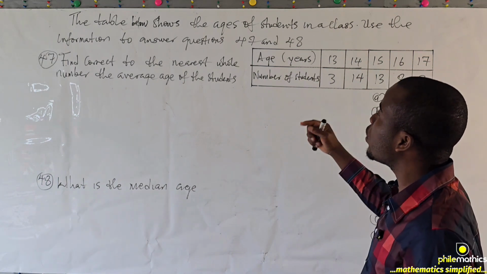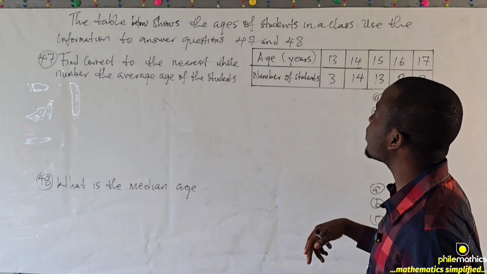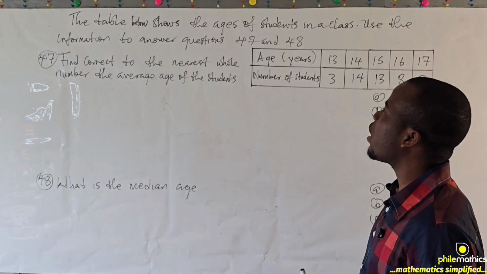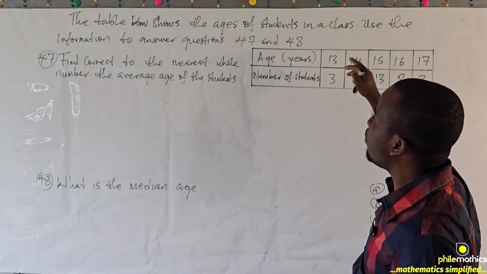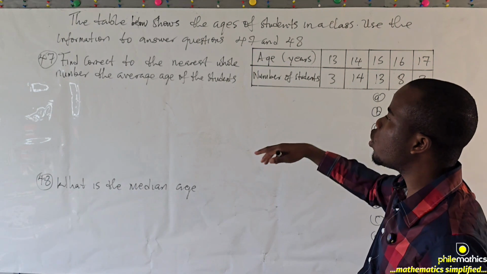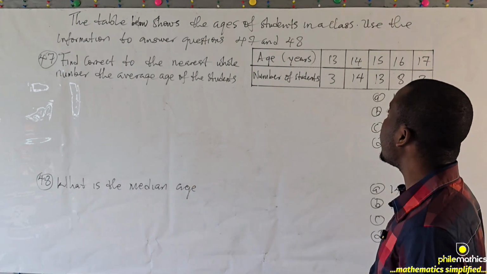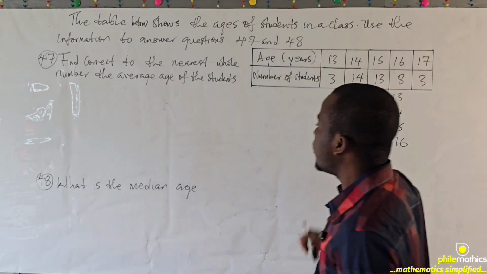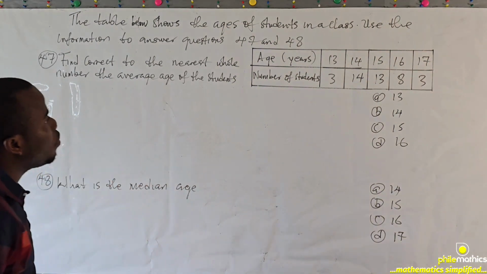The table below shows the ages of students in a class. Use the information to answer questions 47 and 48. Find, correct to the nearest whole number, the average age of the students, and what is the median age. This is the frequency table that is given.